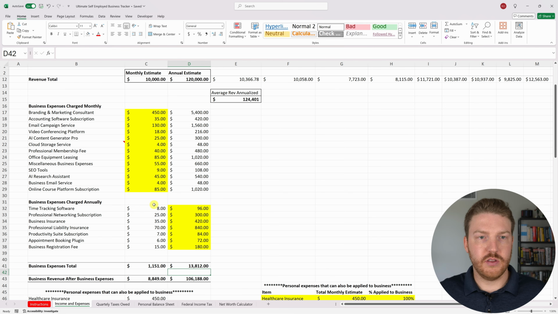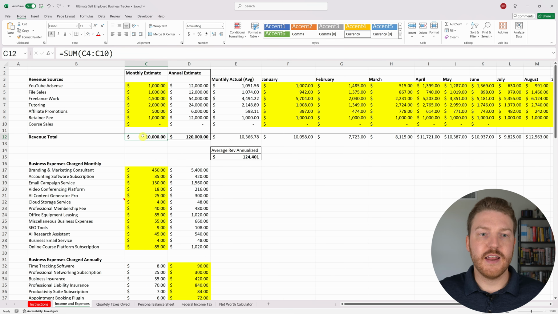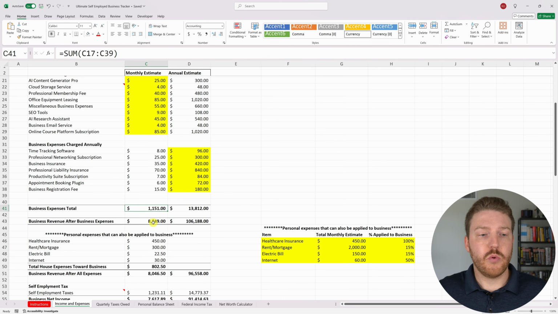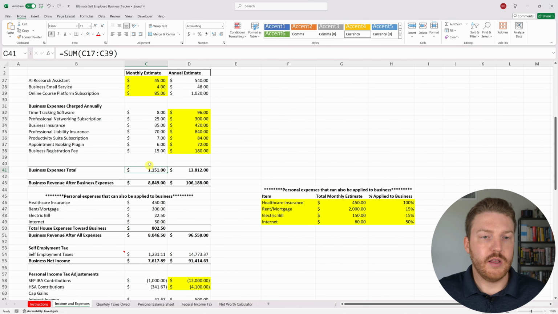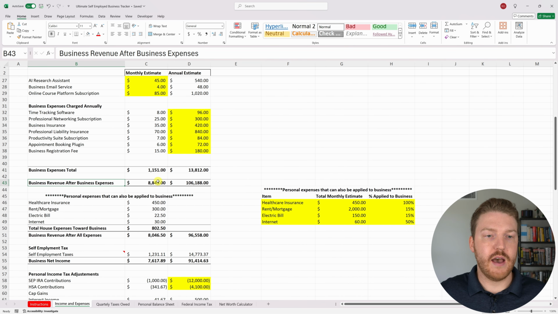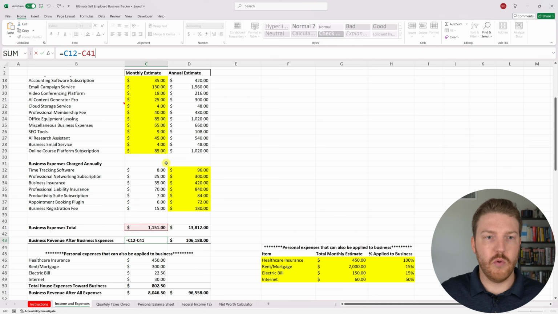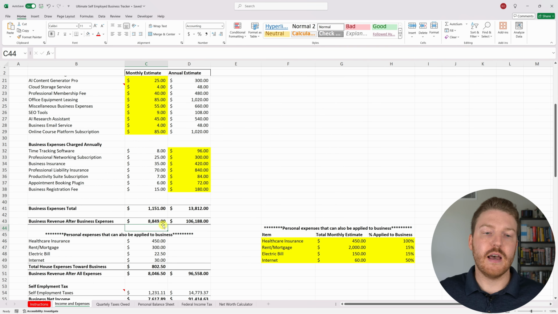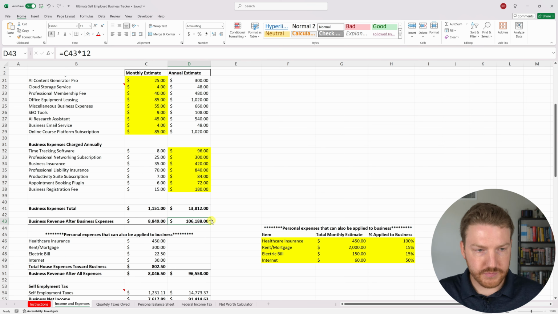So this tells us that we were going to make $10,000 a month in revenue, but we're going to spend $1,150 in expenses. So now we've figured out the amount of our revenue that we have after our business expenses: our revenue minus the expenses gets us to about $8,850 monthly. This is really a real reflection of our income off of this business. And we can figure out that that's more like $106,000 annually.